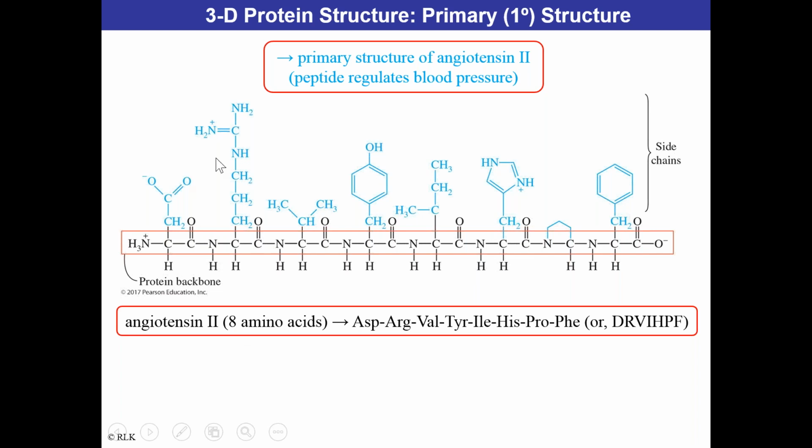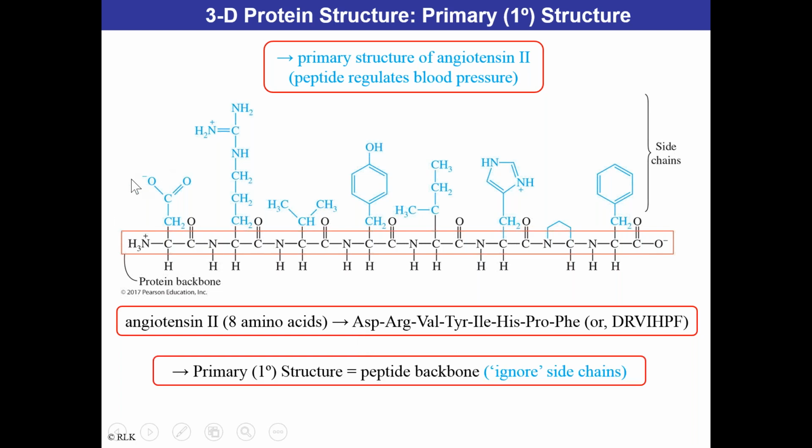And using the 3-letter code to designate which those amino acids are, you have aspartate, because it's an ionic form, it's acidic, and it's also polar, right? That's the very first one. You have arginine, valine, tyrosine, leucine, I think, isoleucine, histidine, proline, and phenylalanine, okay? So you have all of these, right?